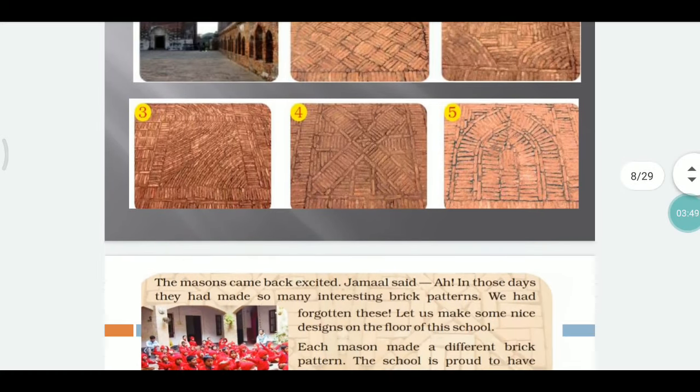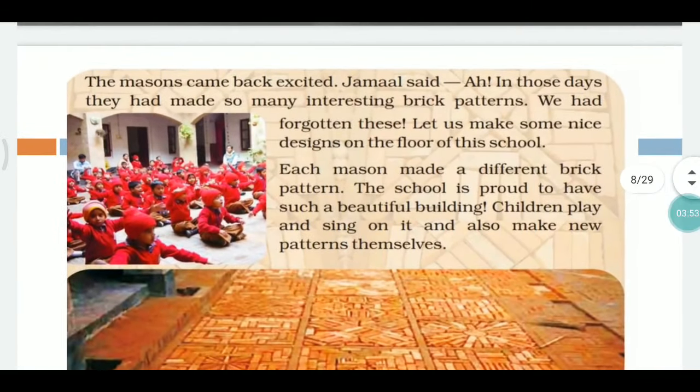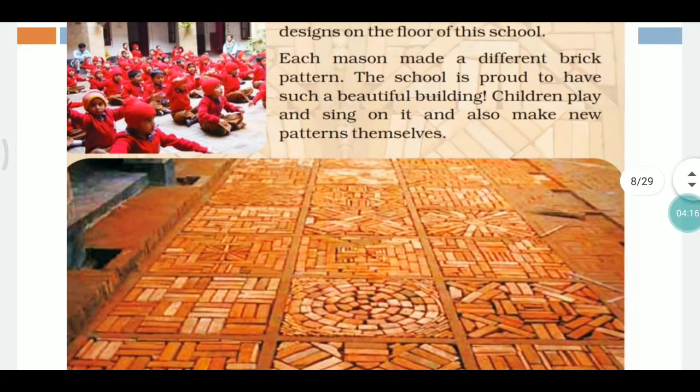Students, the masons came back excited. Jamal said, in those days they had made so many interesting brick patterns. We had forgotten these. Let us make some nice designs on the floor of the school. Each mason made a different brick pattern. The school is proud to have such a beautiful building. Children play and sing on it and also make new patterns themselves.